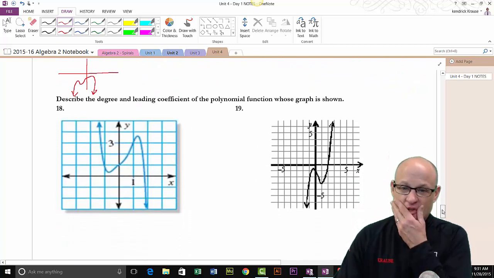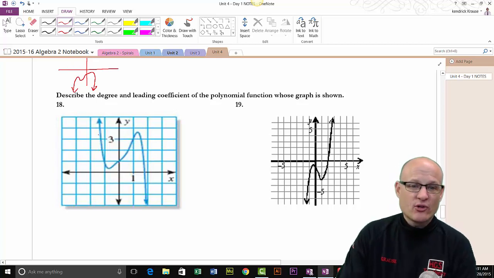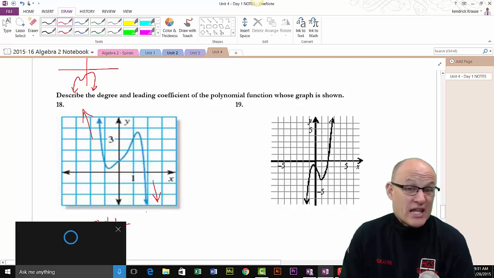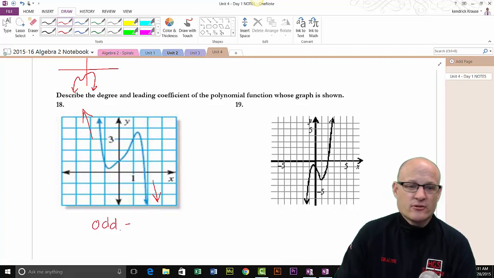Describe the degree and leading coefficient of the polynomial whose graph is this. So let's think about this. Opposite directions, up and down. That means it's an odd function. Now, I don't know if it's a third, a fifth. I know it's not a first, because a first would be a line.